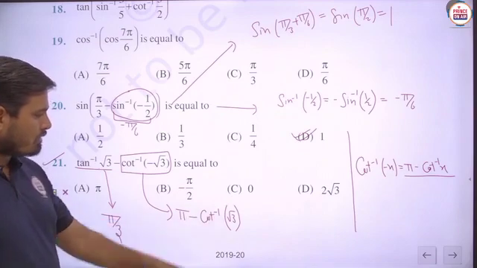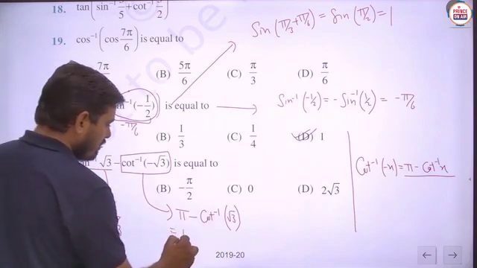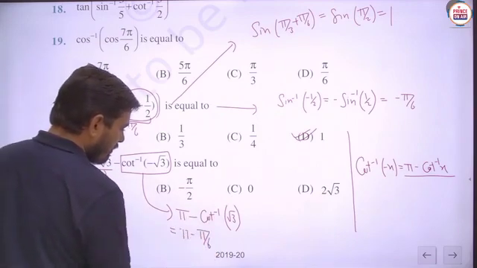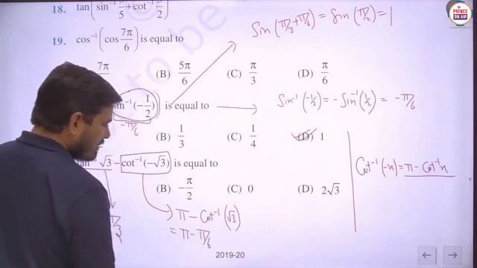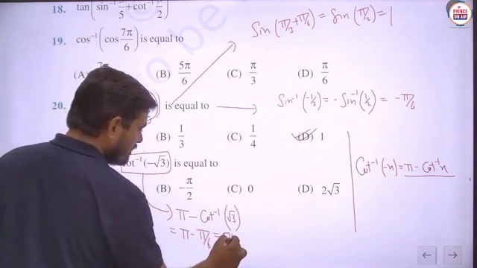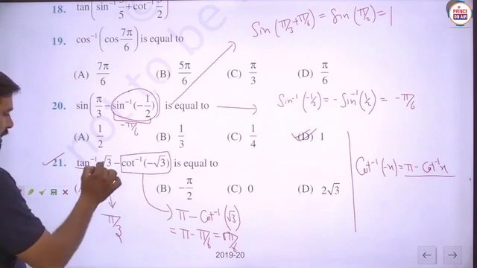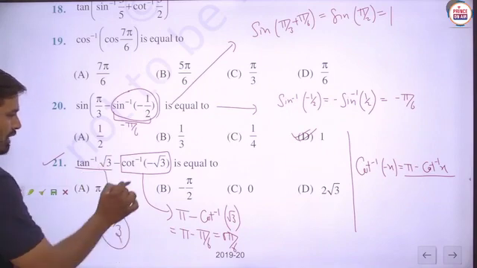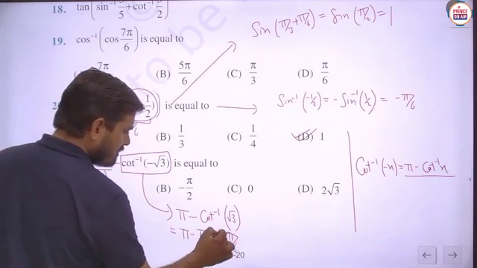Now, cot inverse root 3 will definitely be pi by 6. So pi minus pi by 6 should be written as 5 pi by 6. So this part has the answer pi by 3 and this part has the answer 5 pi by 6. Is it clear?